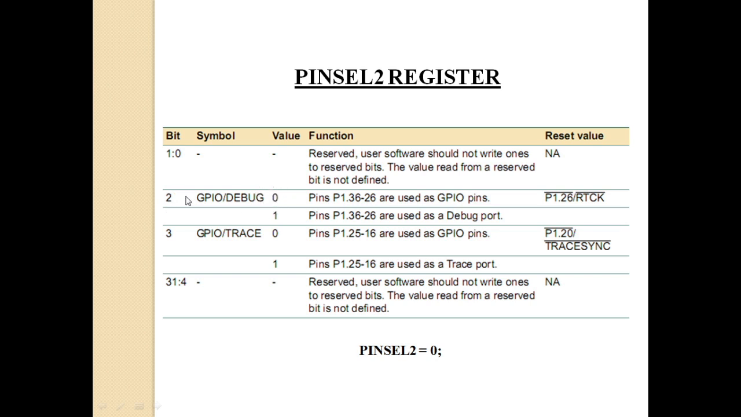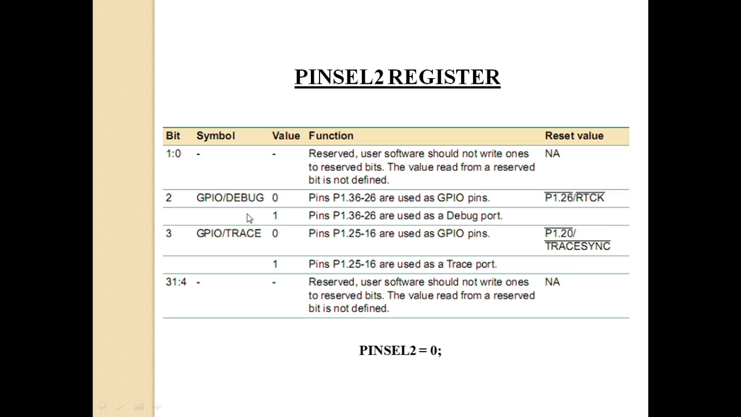Similarly, if you write this bit number 2 value as 1, you will be configuring the same pins as debug port pins. In my case I need to configure P1.26 to 31 as GPIO. So what value should I write? I should write 0 in bit number 2 of PINSEL2. Similarly, I need to configure P1.16 to 25 also as GPIO. So what value should I write? I need to write a value 0 in bit number 3.